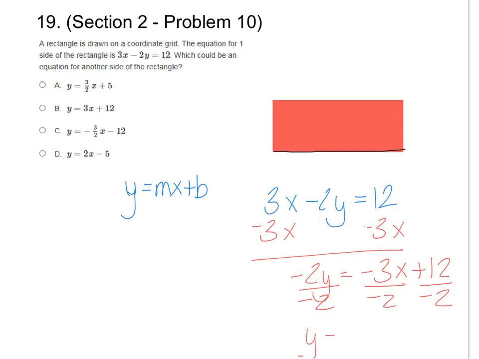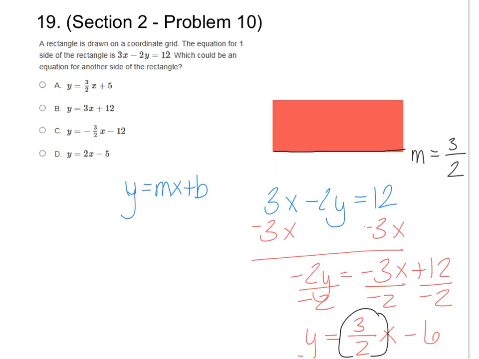So I get y is equal to, a negative divided by a negative is a positive, 3/2 x. Positive divided by a negative would give me a negative 6. So this is in slope-intercept form right now, and I can see that the slope is 3/2. So let's say this is the line I'm talking about right here. And that line has a slope of 3/2.